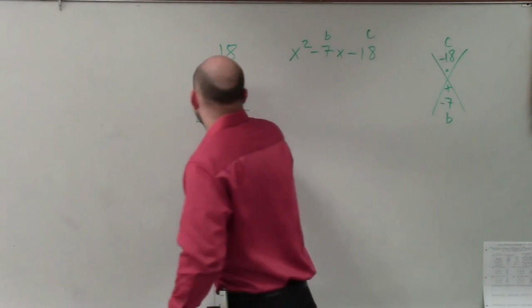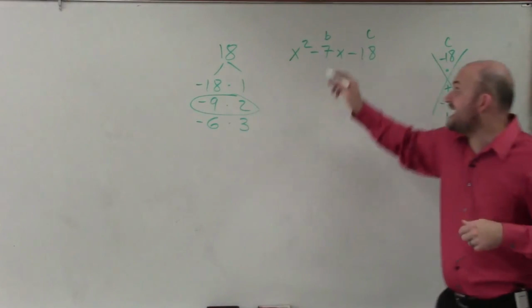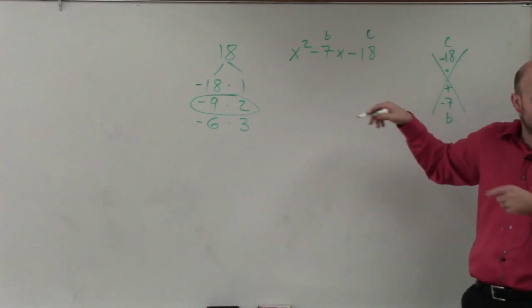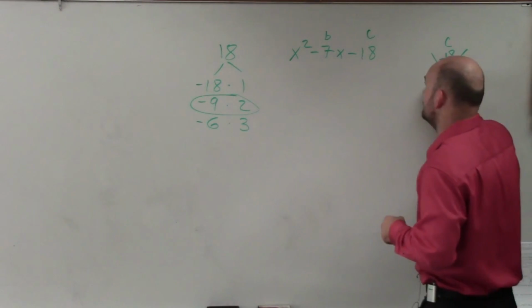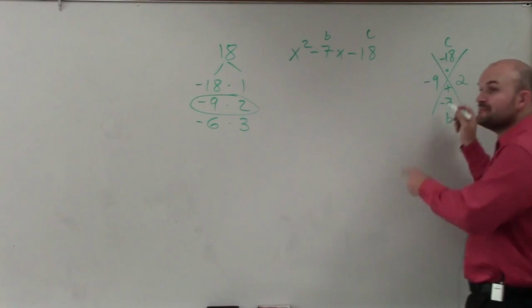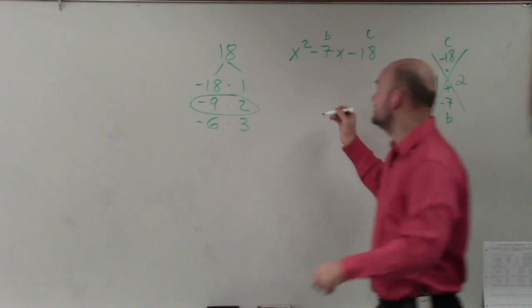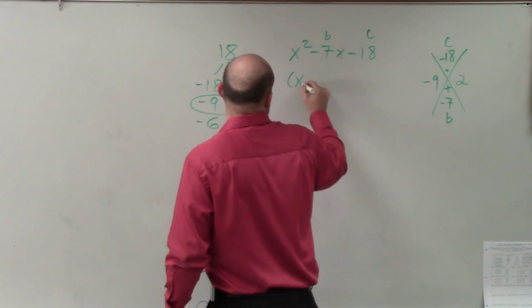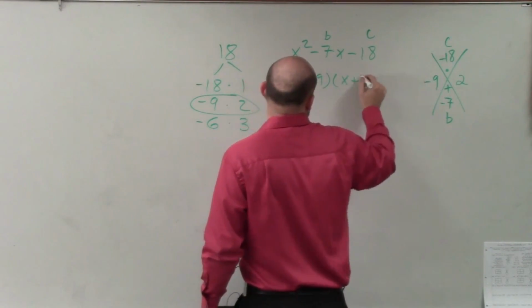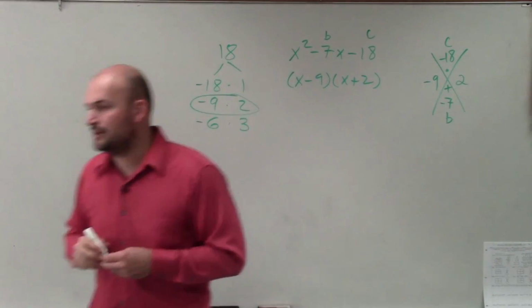Negative 9 and 2. Right. So remember, whatever your factors are, negative 9 and 2, those two numbers are in your factored form, even without putting them in the box. So I can write my factored form as x minus 9 times x plus 2. And then that would be done. OK?